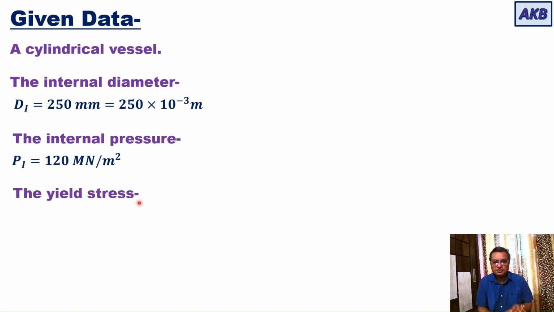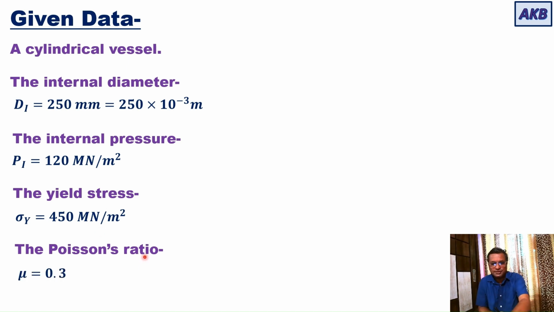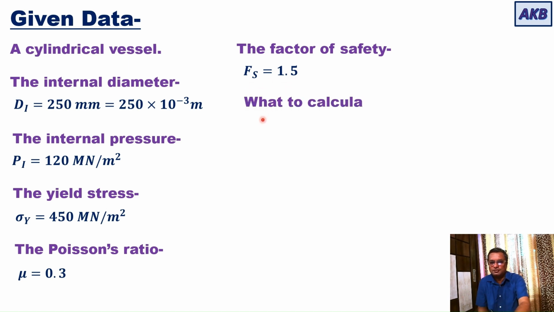The material of construction is mild steel, and for mild steel the yield stress is given to us. As per our notation, sigma y is 450 meganewton per meter square. The Poisson's ratio, that is mu, is also given, it is 0.3. The factor of safety to be used is given to us. I denote the factor of safety by Fs, so Fs is 1.5. And what are we supposed to calculate?